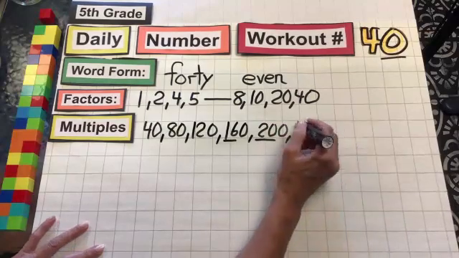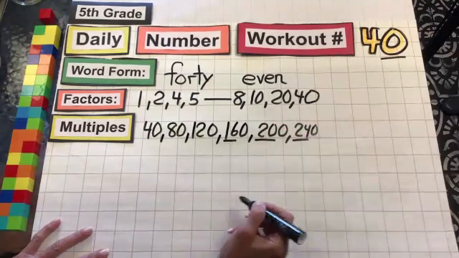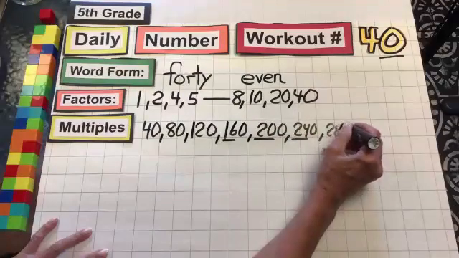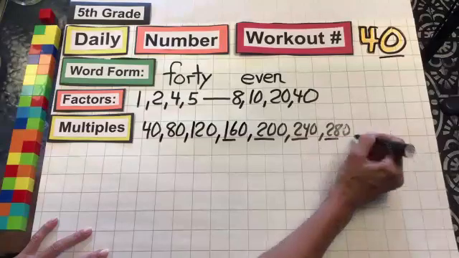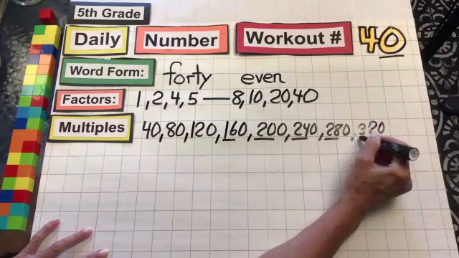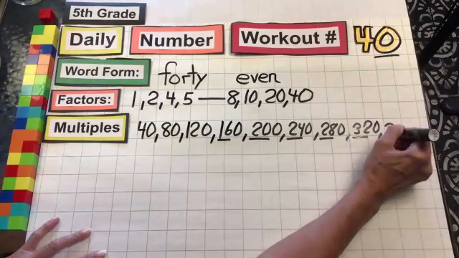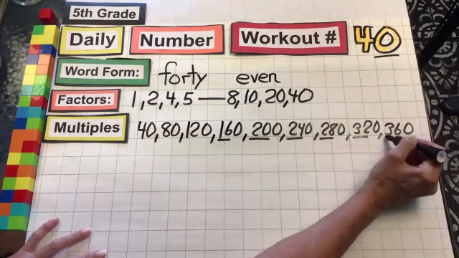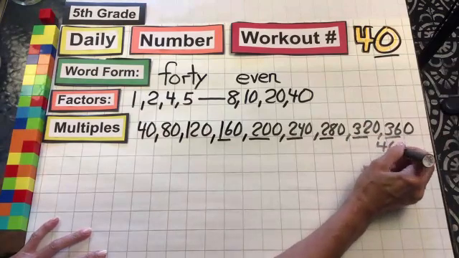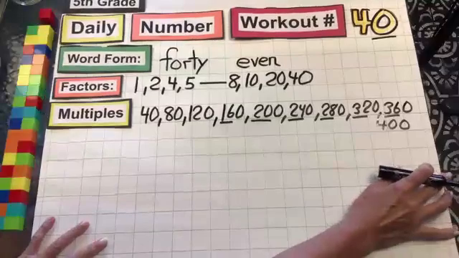6 40s would be 240 because 6 times 4 is 24. 7 40s would be 280 because 7 times 4 is 28. 8 40s would be 320 because 8 times 4 is 32. 9 40s would be 360 because 9 times 4 is 36. And they add the 0. And then, of course, 10 would be 40 with a 0. So there we have it. Wonderful, easy multiples of 40.